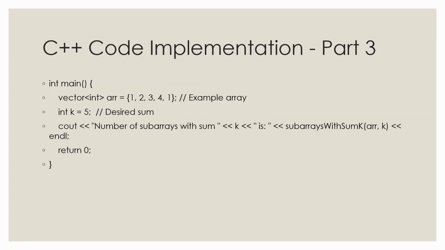Here's the main function that runs the code. We initialize the array and the target sum k. We then call the function subarrays with sum k and print the result, which gives us the number of subarrays that sum up to k.